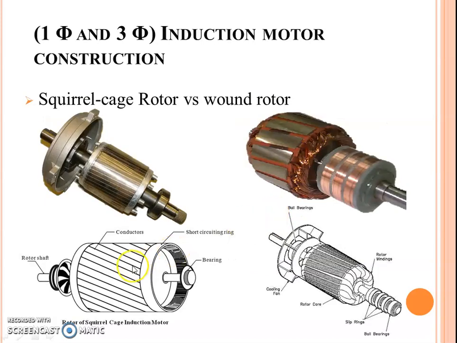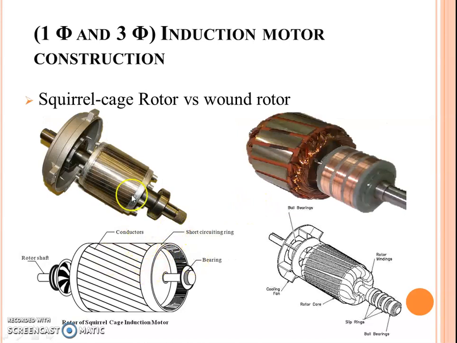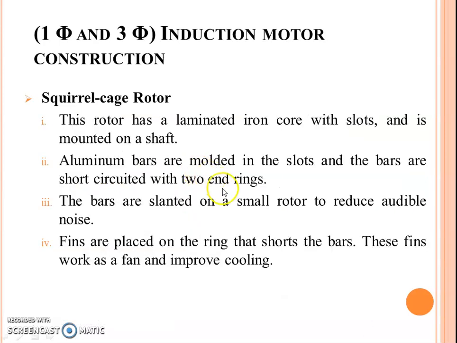We have an iron core with slots mounted on the shaft. The aluminum bars are molded in the slots, and the bars are short circuited with two end rings. So the slots are made of iron, with the aluminum bars in them. This is the end ring, which short circuits all the aluminum bars.